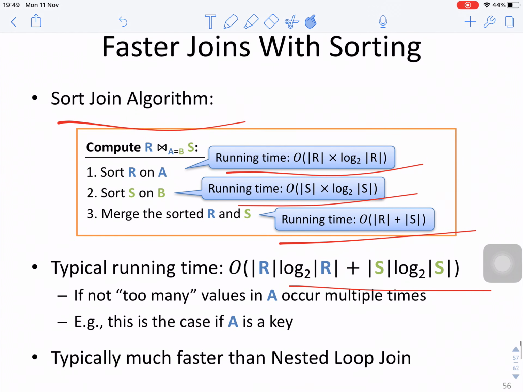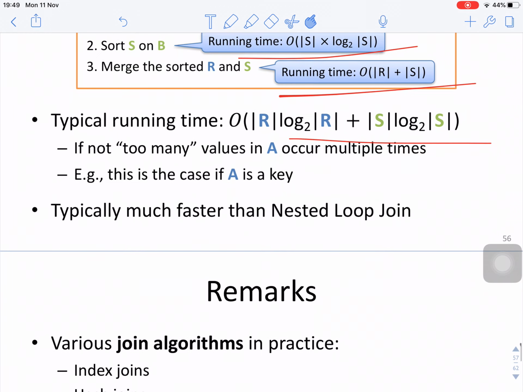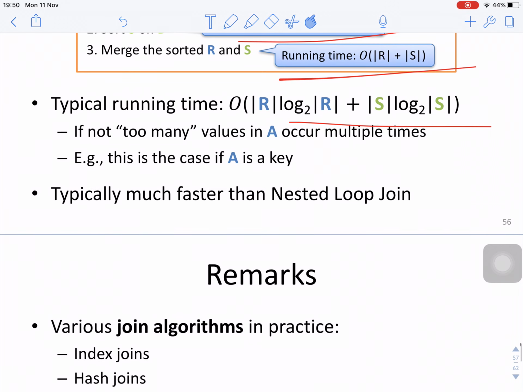Therefore, in the sort join algorithm, where we compute the equal join of R and S, we first sort R on A and then sort S on B. We merge the sorted R and S. The running time for sorting R on A is big O of the number of tuples in R times log base 2 of the number of tuples in R. The running time of sorting S on B is big O of the number of tuples in S times log base 2 of the number of tuples in S. Then we merge the two sorted relations, which takes R plus S.